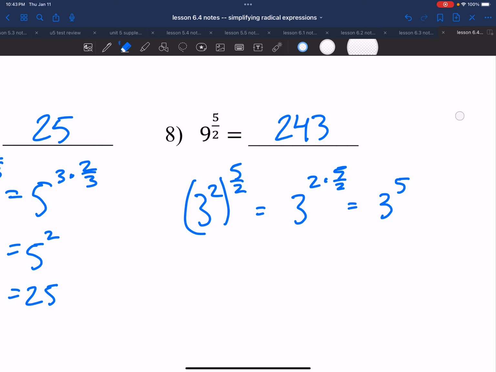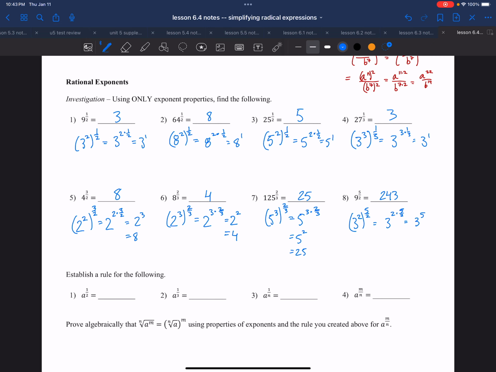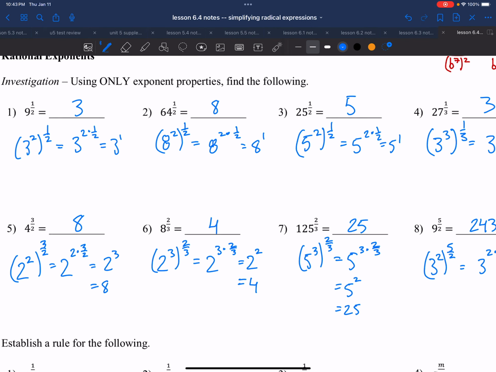But yeah, 81 times 3 gets you 243. That's 3 times 3 times 3 times 3 times 3. Okay. Now, maybe you've noticed a pattern here, right?